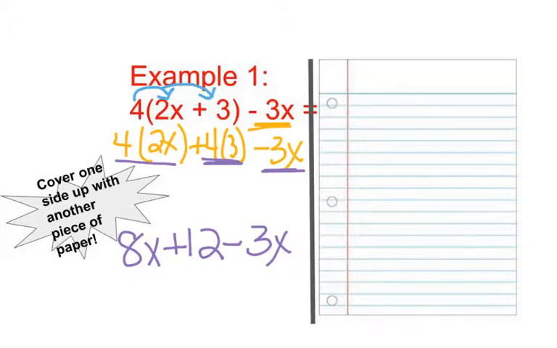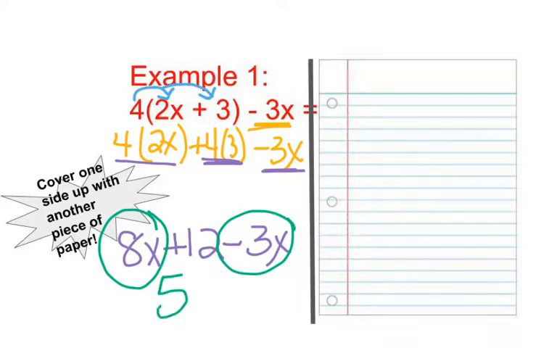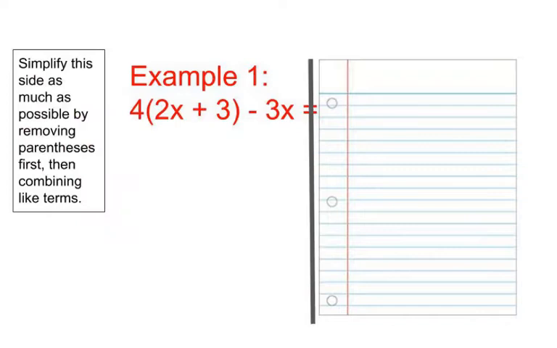So then you will see that I have some like terms. 8x minus 3x. That is 5x. And then the plus 12. Now, I can't put 5x and 12 together because 5x has an x on it and 12 doesn't. So what I have done is I've covered up the other side with a piece of paper. I've done any distributing and combining like terms that I see. So I've distributed and combined like terms.